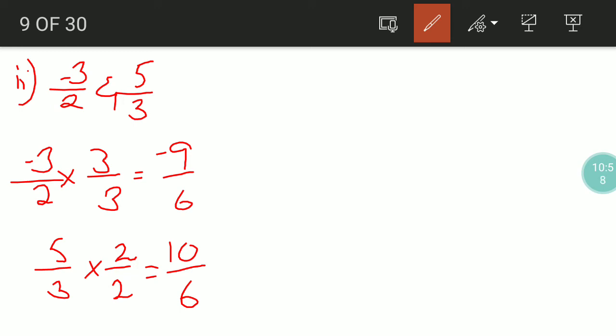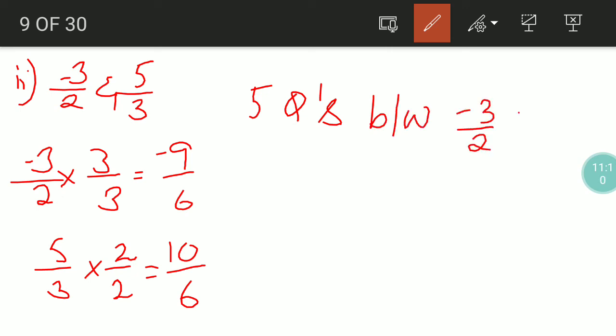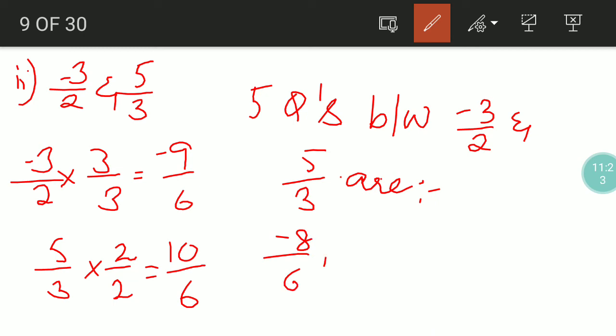Now we have 5 rational numbers between these two, so we can directly write 5 of them. You are supposed to write 5 rational numbers between minus 9 by 6 and 10 by 6. What are they? Minus 8 by 6, minus 7 by 6, 0 you can write, 1 by 6 you can write, 2 by 6 you can write. Okay, this is the second bit. Now we will see the third bit.